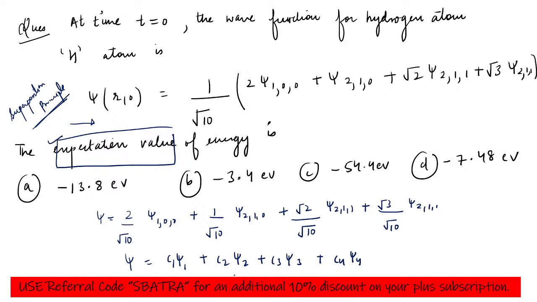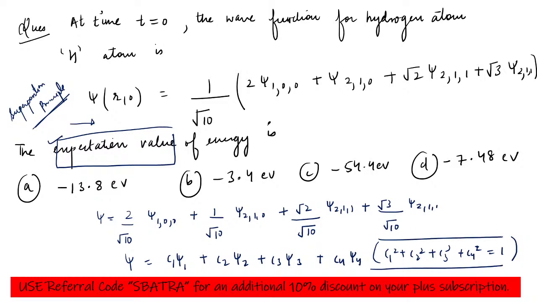Okay, so now what we have to check is whether this function is normalized or not. And how are we going to check this? C1 square plus C2 square plus C3 square plus C4 square should be equal to 1. Then only we can say that this function is normalized.